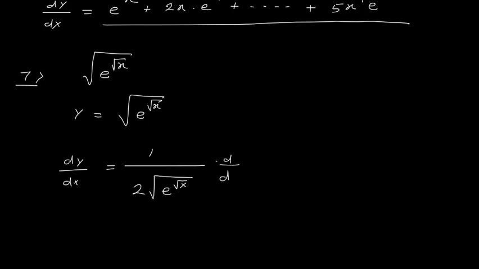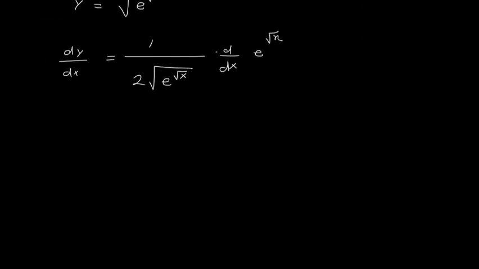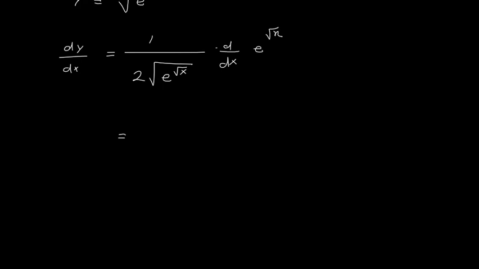Then d by dx of, now this root function we have discussed. Then we have this e power root x. So here it is 1 upon 2 root of e power root x. Then derivative of this e power something is e power something only, and then that something which is root x, we have to differentiate that. So derivative of root x is again 1 upon 2 root x.